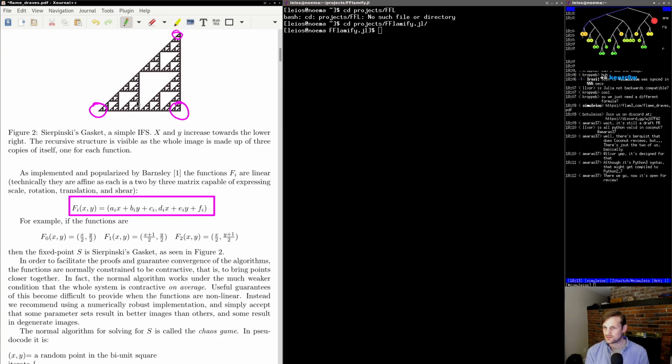Although it's Python 3 syntax, that might get compiled to Python 2.7. Interesting. Yep, the vertices are 0, 0, 1, 0, and 0, 1.